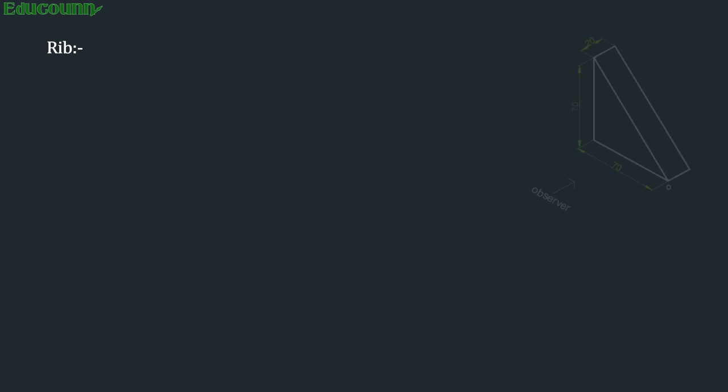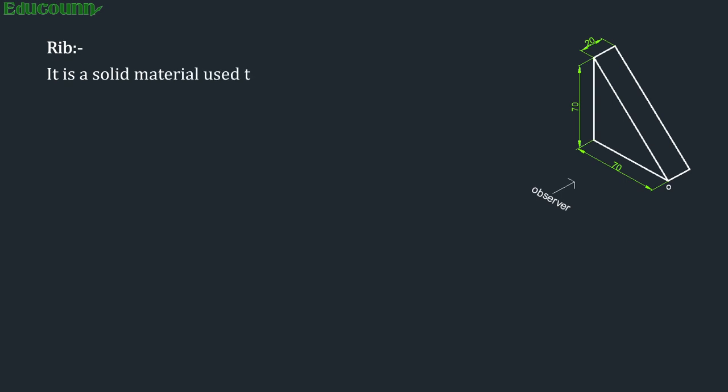So, what is a rib? You can see the figure on the right side again. A rib is a solid material used to give support to a machine part. Whenever a machine part is under loading, a rib adds strength to it. A rib is a separate part which is separately welded to a machine part, just to add strength and withstand the load. So, this is the function of the rib.